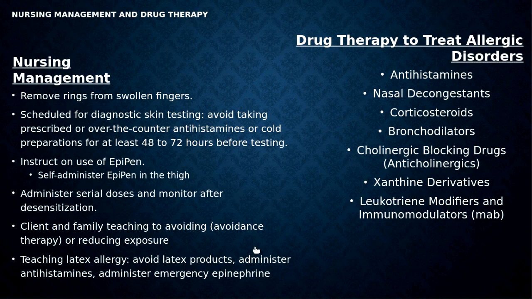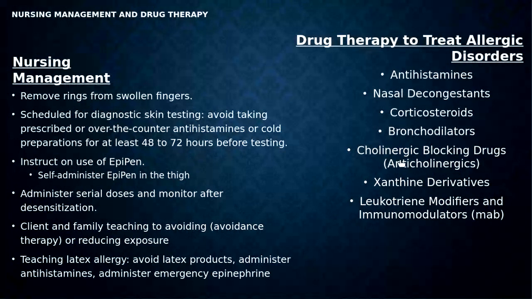Teach them avoidance therapy. Make sure that they're mopping and dusting on a regular basis to decrease those allergens in the household. Avoid certain products that may contain allergens such as latex. You want to make sure that they're reading labels, avoiding those types of products, and know to administer antihistamines like we talked about, Benadryl. Make sure that they have their EpiPen, and if they need further assistance, make sure that they are able to call 911.